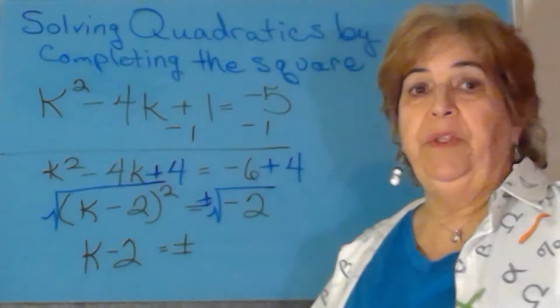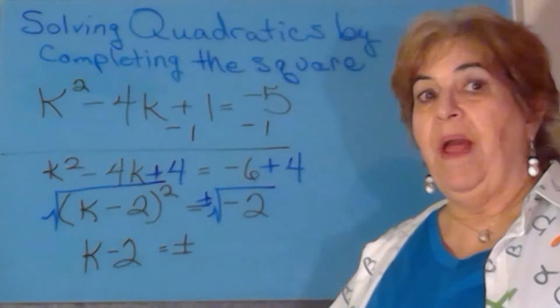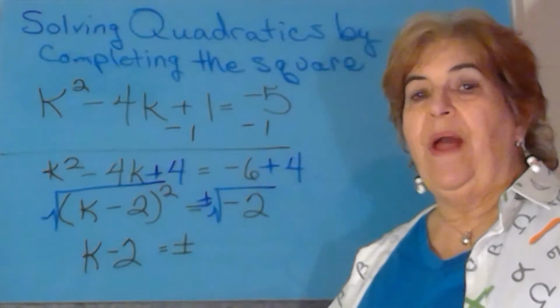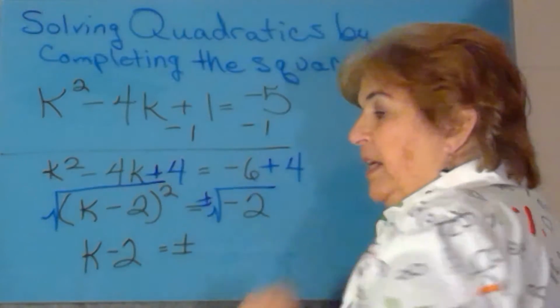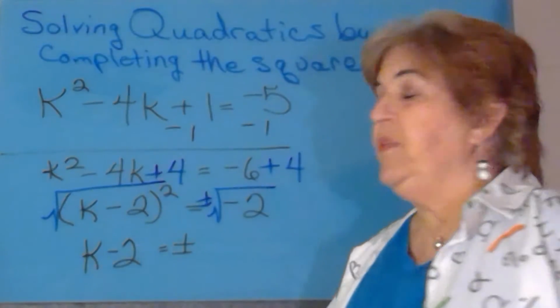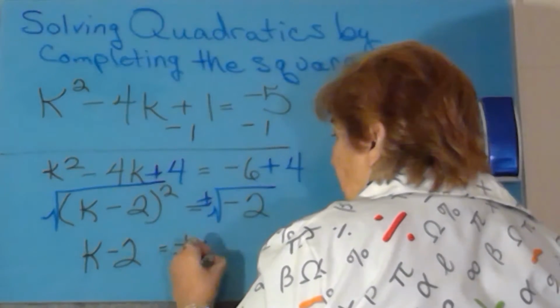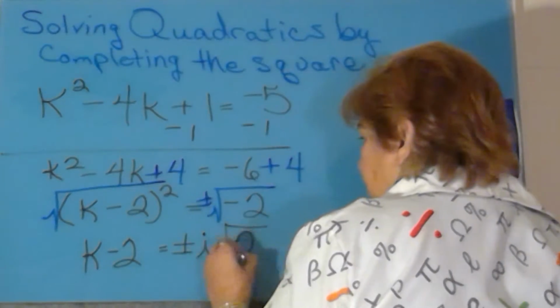And I included this in this section because I know in your other math class that you will be working with imaginary numbers if you haven't run across them already. So whenever you've got a negative underneath the square root, you have to take out the i. So this is plus or minus i times the square root of 2.